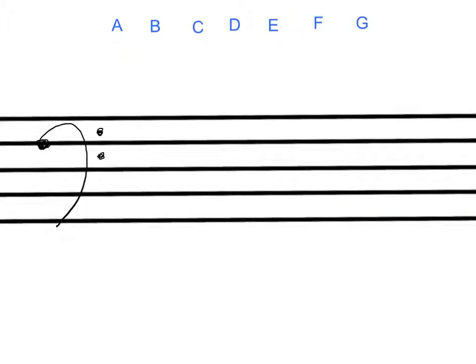In this slide, we're going to show you the names of the spaces. The bottom space is an A, followed by a C, followed by an E, and followed by a G. And one of the common sayings students use to remember this one is all cows eat grass. So again, feel free to make up something else, but those are the names of the spaces on the staff.